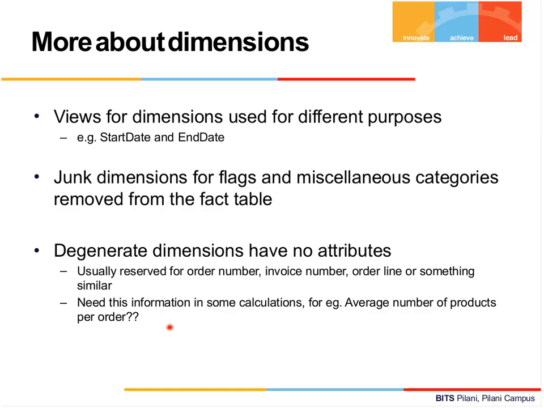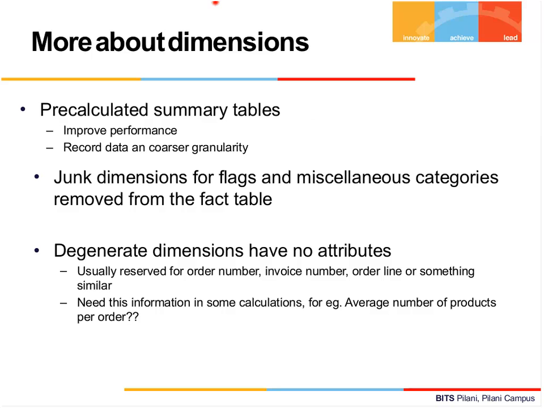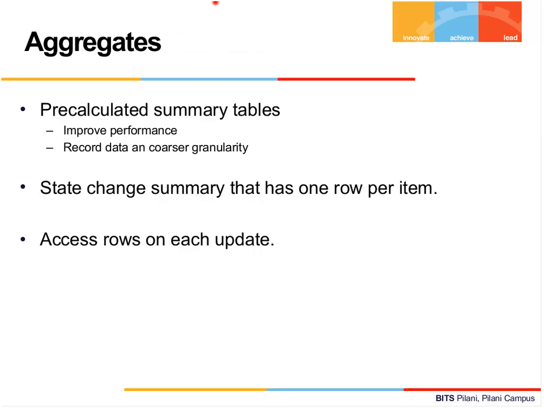Again, the junk dimension is very simple. There are some attributes in the OLTP systems that don't properly fit in a fact or a dimensional table, and you would like to still capture those things for some analysis. Then we create a separate table, call it a junk dimension, put all the flags there, and then we use that for analysis.